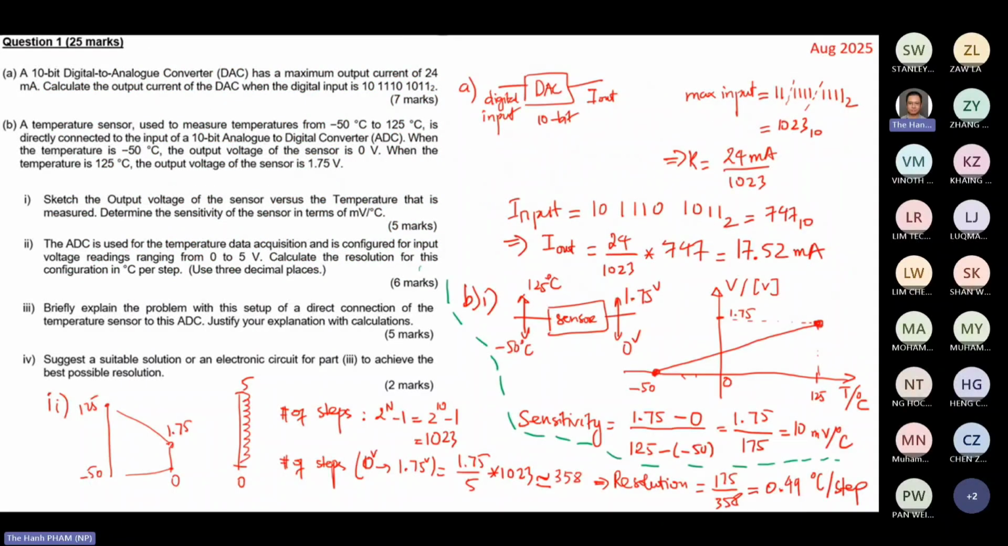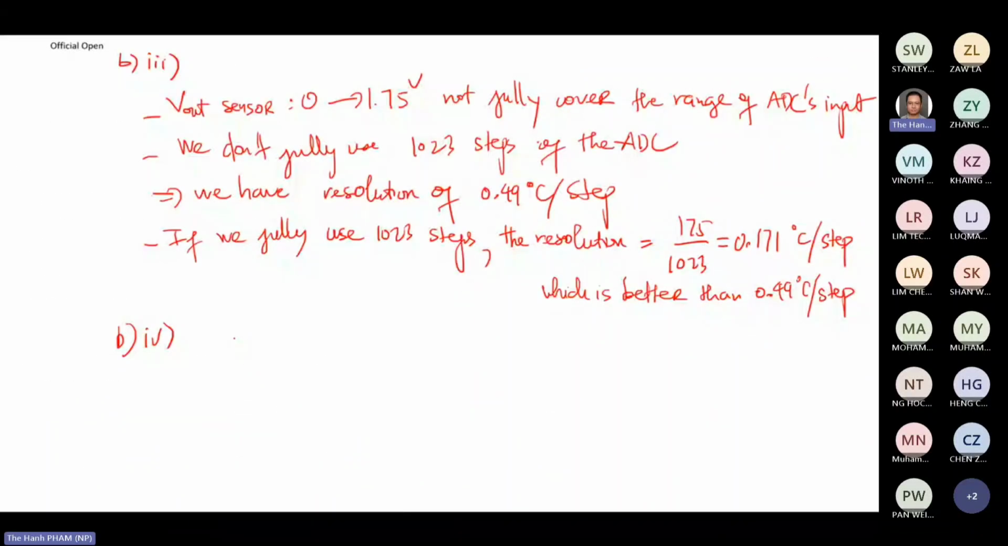Then the circuit to achieve the best possible resolution is to use an amplifier with a gain of pi over 1.75, right? It's about 2.86, right?